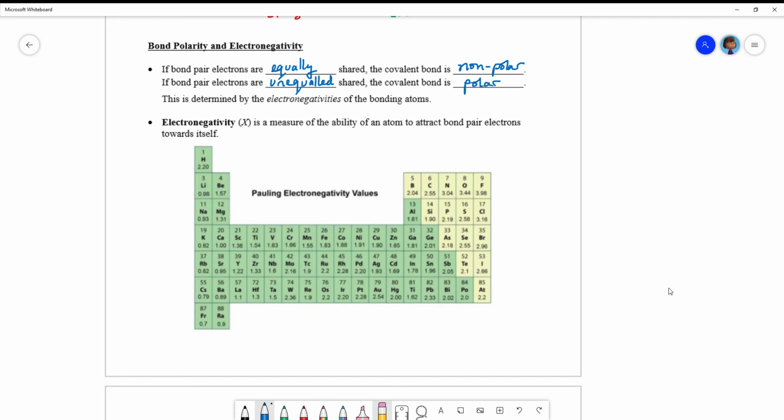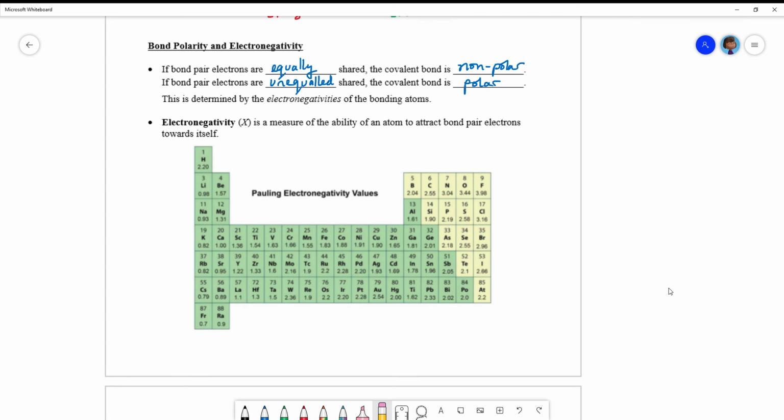What does it mean by equal sharing and unequal sharing? If bond pair electrons are equally shared, they would be found right in between the two bonding nuclei. But if bond pair electrons are unequally shared, they're not right in between. They're a little bit closer to one atom and a little bit further away from the other atom. What causes bond pair electrons to be shared either equally or unequally is a property of bonding atoms called electronegativities. So this is determined by the electronegativities of the bonding atoms.